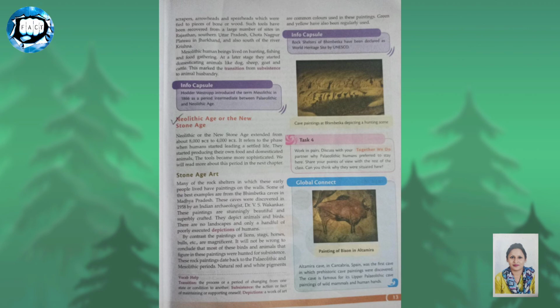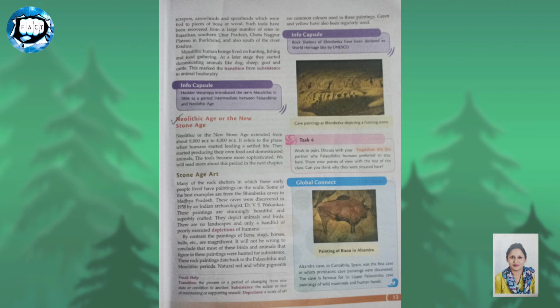Neolithic age or the New Stone Age. It extended from about 8000 BCE to 4000 BCE. It is referred to as the phase when humans started to lead a settled life. They started to produce their own food and domesticated animals. The tools became more sophisticated in this period.